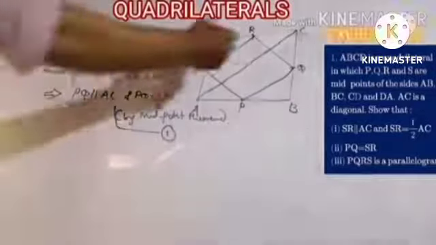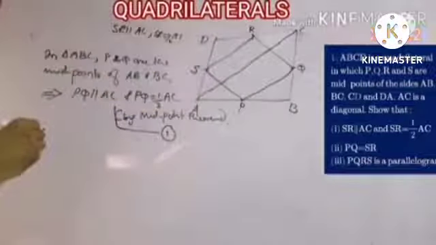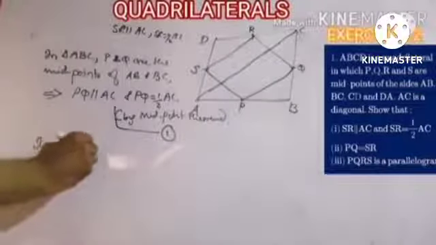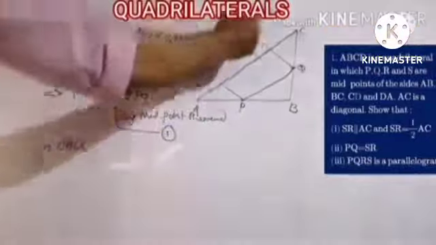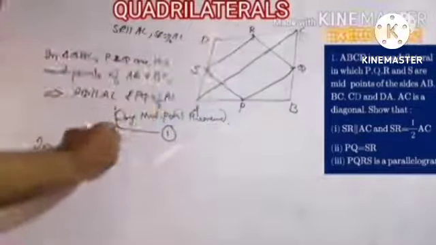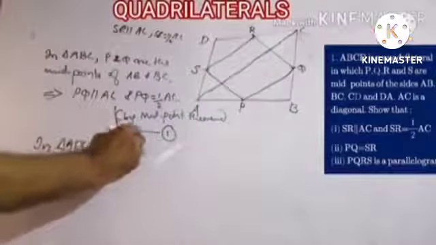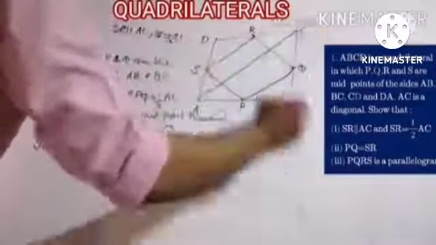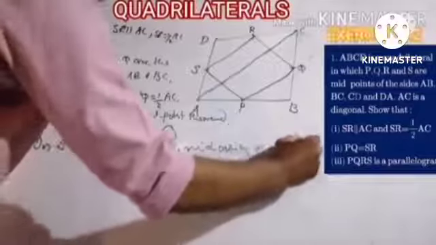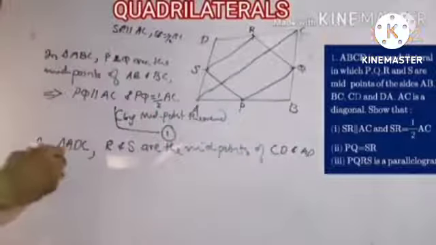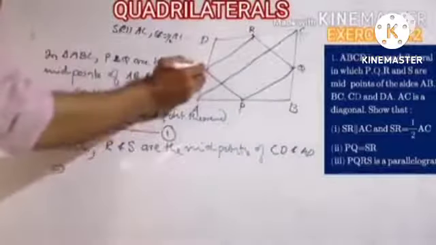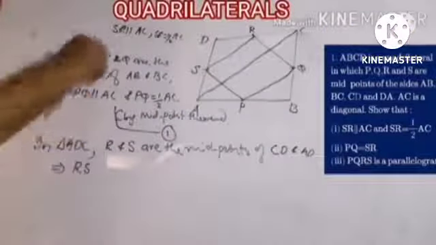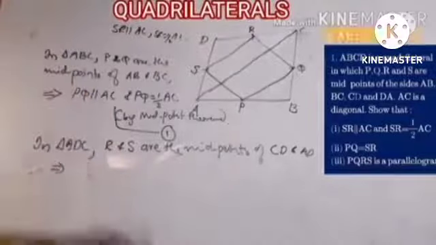Now, second, consider triangle ADC. In triangle ADC, which are the midpoints? R and S are the midpoints of which sides? CD and AD. So the new line segment formed is RS, or SR. SR is required here, so write SR.